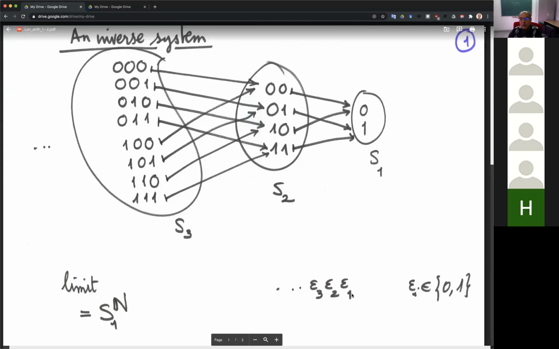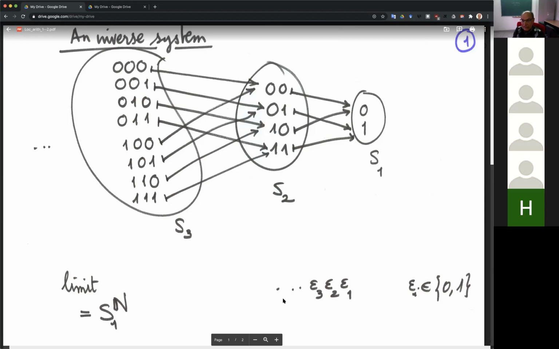For some reason, I'm writing them from right to left: epsilon 1, epsilon 2, epsilon 3, and so on. And these epsilon i's are, of course, these bits, 0 or 1. And actually, an inverse limit is not just a set. It has to be a set together with maps to the sets in your inverse system. So what is the map from this inverse limit? The limit consists of all these strings of infinite length. What is the map to S2, for example? It simply keeps the first 2 bits, epsilon 1 and epsilon 2, and ignores all the other bits. Similarly, the map to S3 keeps the first 3 bits, epsilon 1, epsilon 2, epsilon 3, and forgets about the remaining bits.